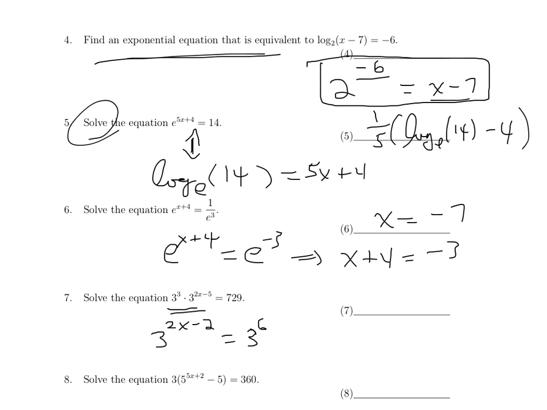But it's actually going to end up being a lot easier than that if we do recognize we have the same bases, because then the exponents have to be the same. And for 2x minus 2 to be equal to 6, x would have to be 4.